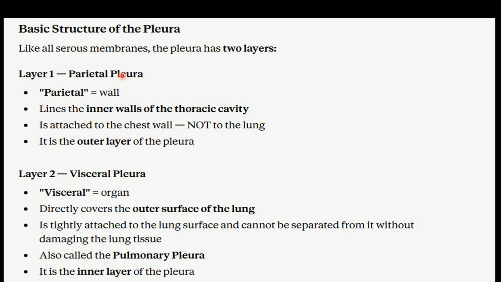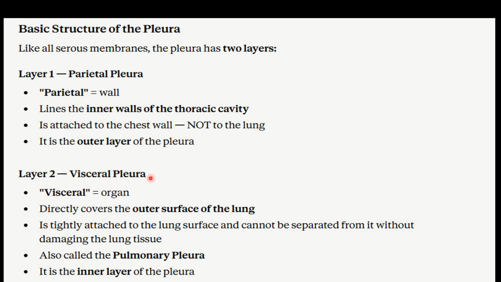Layer one is the parietal pleura, which is defined like this. Parietal means wall. It lines the inner wall of the thoracic cavity. It is attached to the chest wall, not to the lung. Sometimes in an interview they might ask you where it is connected, so you can say it is attached to the chest wall, not to the lung. It is the outer layer of the pleura.